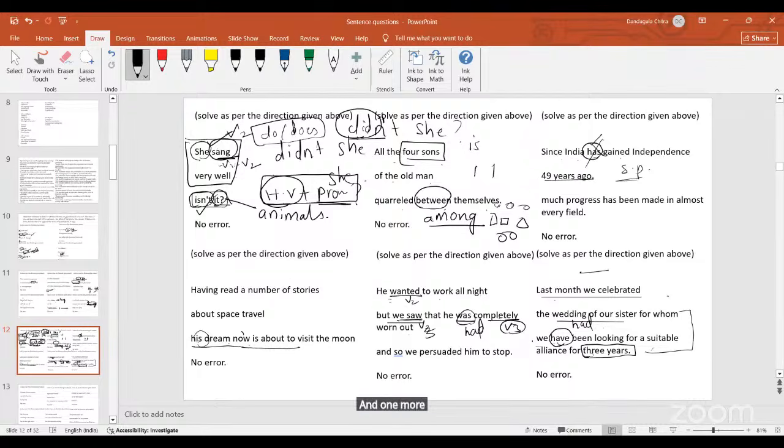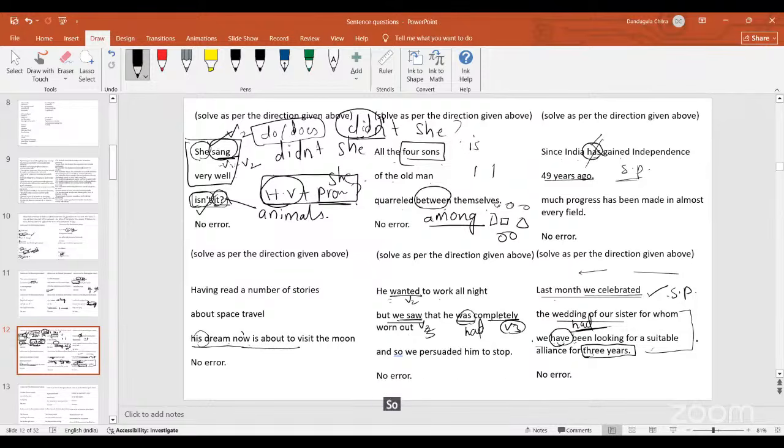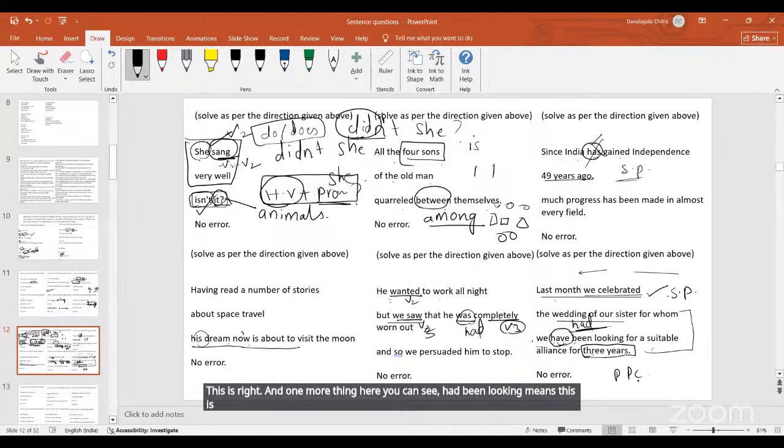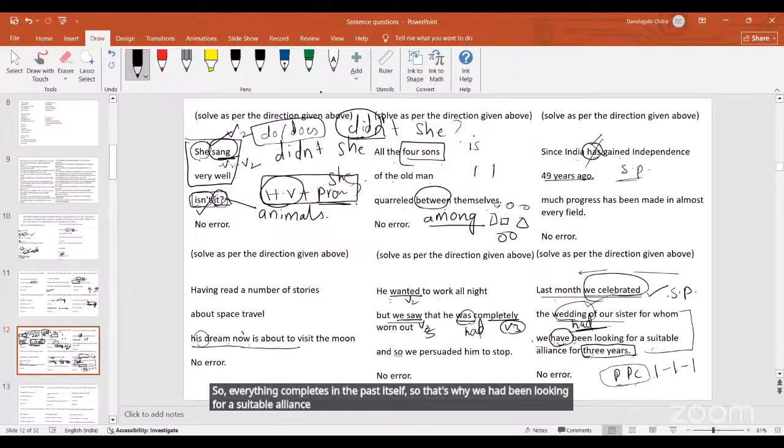And one more rule is one sentence should be in the simple past and the remaining sentences should be in the past perfect. As you can see here, in the first sentence, we celebrated is there, which is simple past. Again, so here we had been looking for a suitable alliance for 3 years is right. And one more thing, here you can see had been looking means this is past perfect continuous. Past perfect continuous means something started in the past, continued in the past, and also ended in the past itself. As you can see here, they already celebrated her wedding. They are not still looking for the alliance. They looked and marriage is also done. So everything completes in the past itself. So that's why we had been looking for a suitable alliance for 3 years is right.